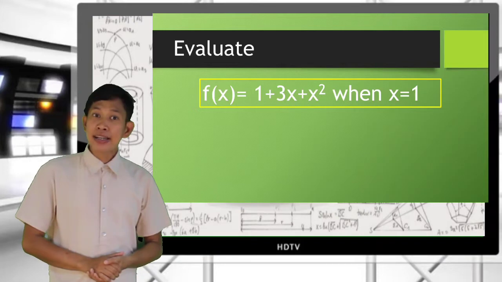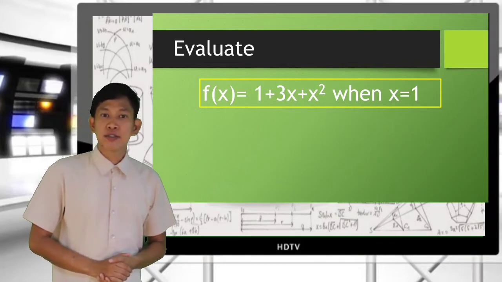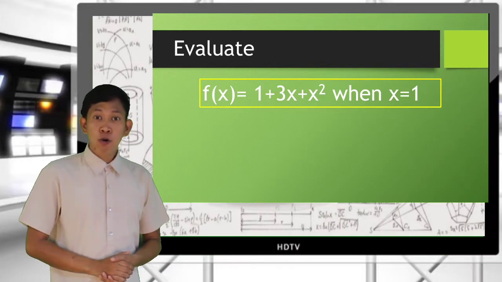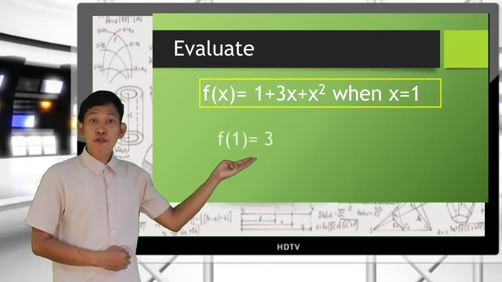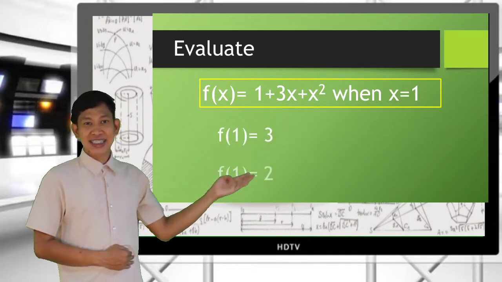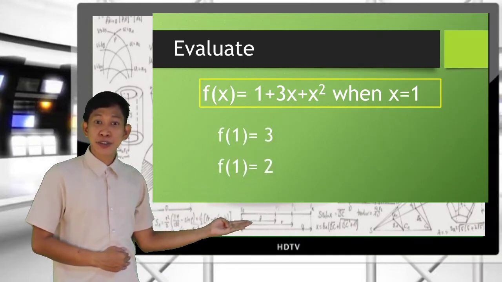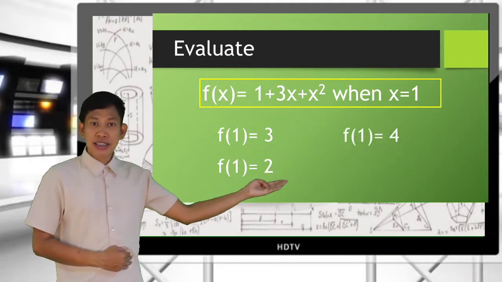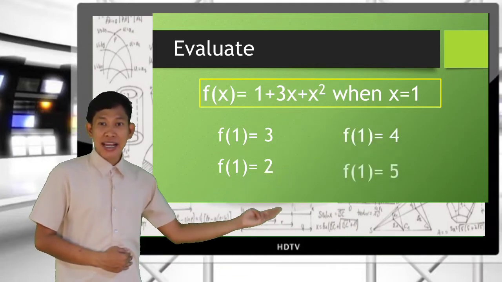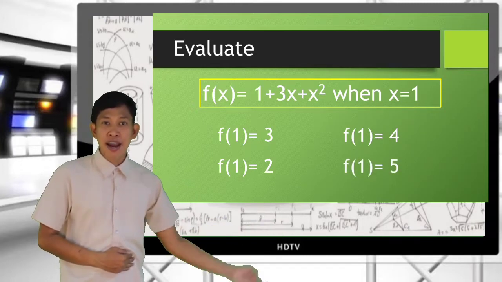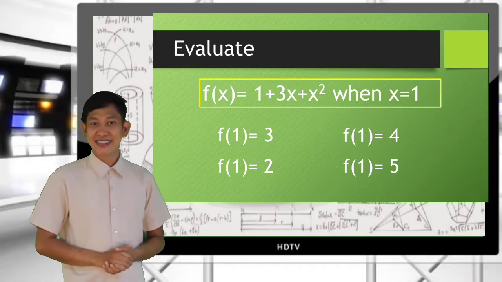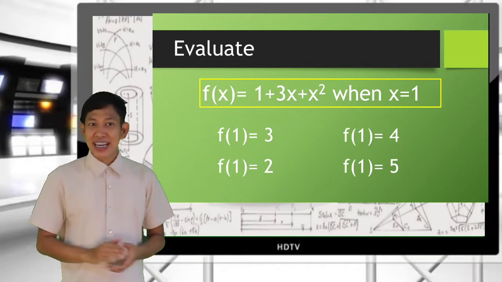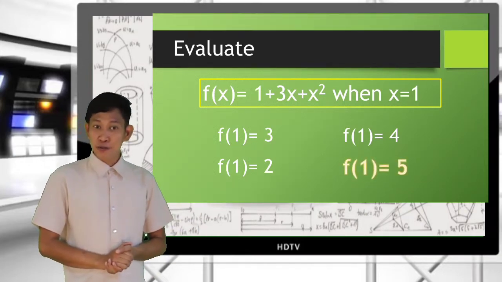Evaluate f of x is equal to 1 plus 3x plus x squared when x is equal to 1. Choices: f of 1 is equal to 3. F of 1 is equal to 2. F of 1 is equal to 4. And f of 1 is equal to 5. What is your answer? Very good. It's f of 1 is equal to 5.